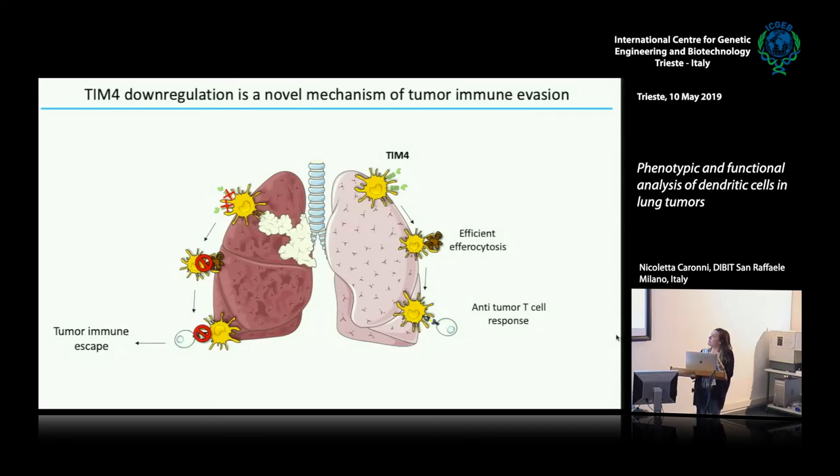So finally, we are convinced that TIM4 downregulation is a novel mechanism for immune evasion, because we think the TIM4 is important in the lung in order to perform efficient efferocytosis in DC1 that will result in anti-tumor T-cell response. And when the cancer is present in the lung, there is an impact on DC1 performing downregulation of TIM4 that blocks the uptake of apoptotic tumor cells, and also will result in the tumor immune escape.